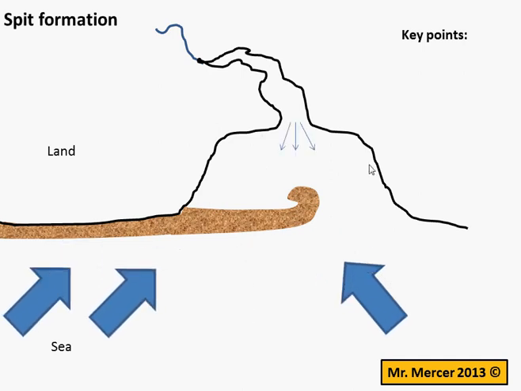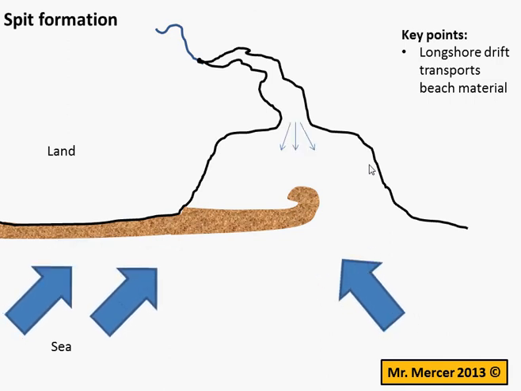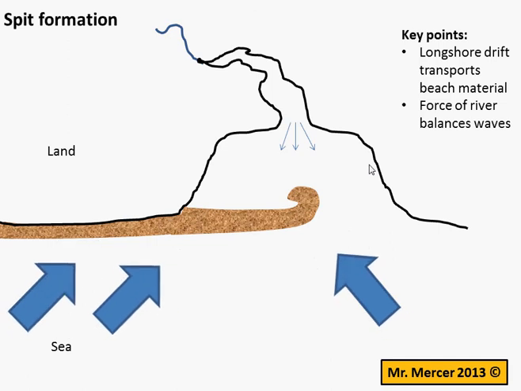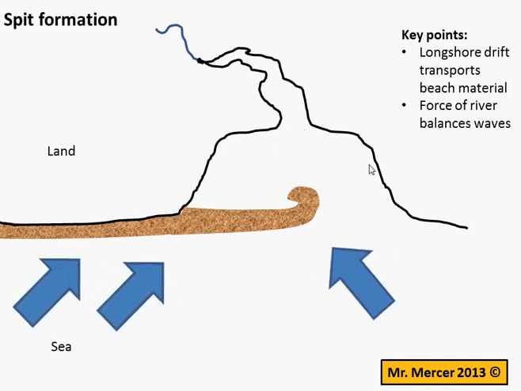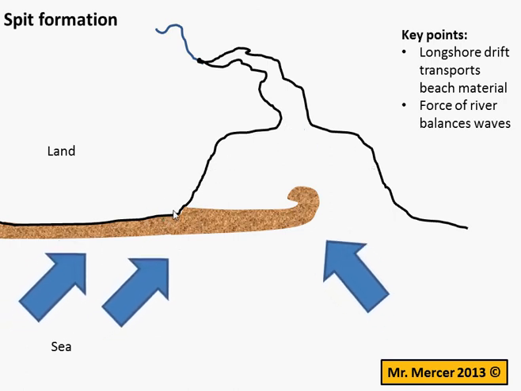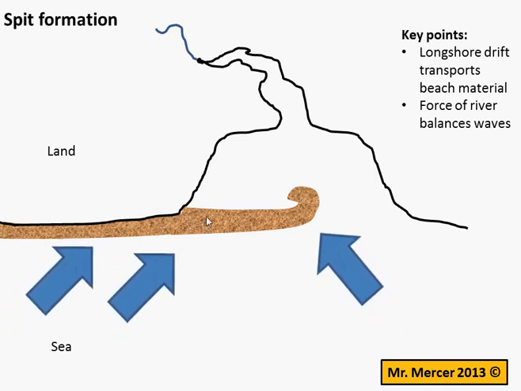Okay, key points to revise. Longshore drift transports the material along the beach. The force of the river balances the waves and therefore encourages deposition to take place. You could also point out that the coastline changes direction here, where my mouse arrow is indicating, and that means that the deposition goes out to sea.